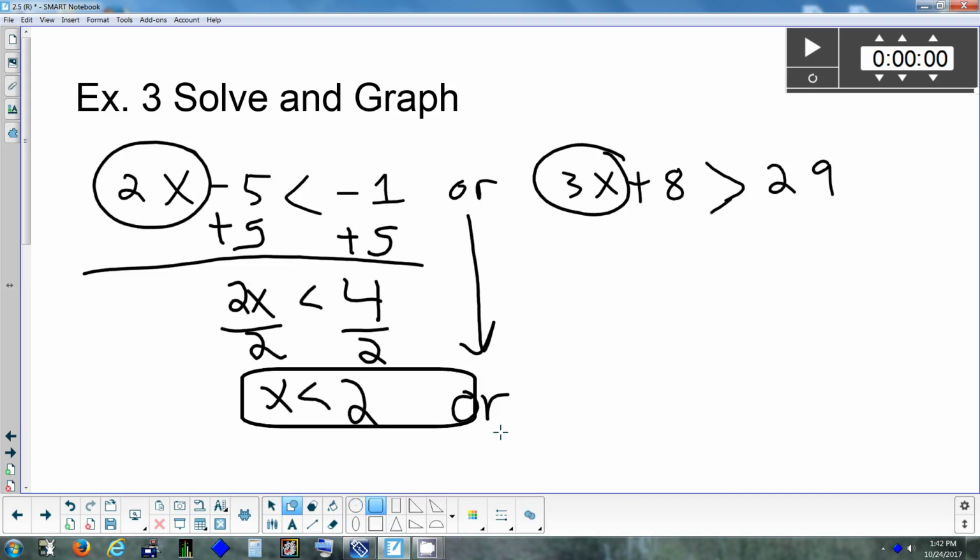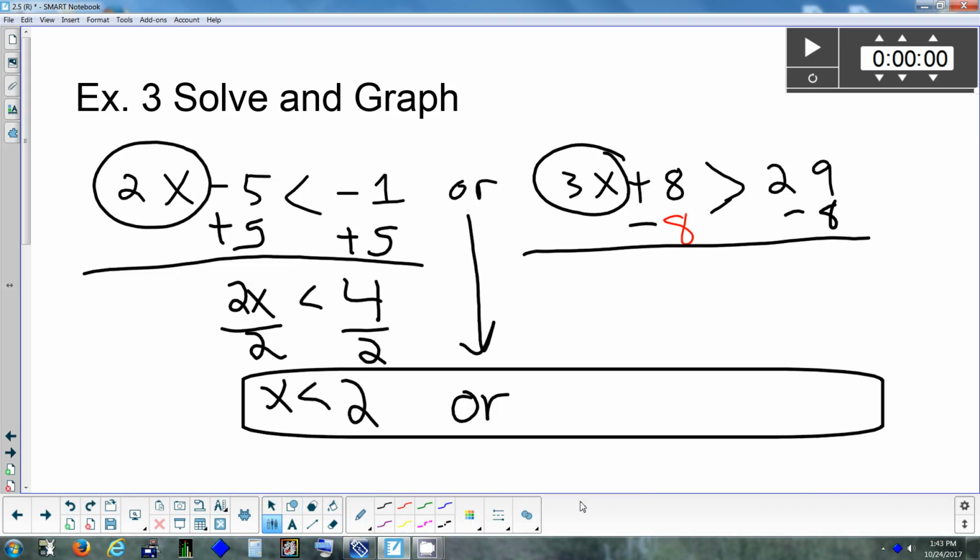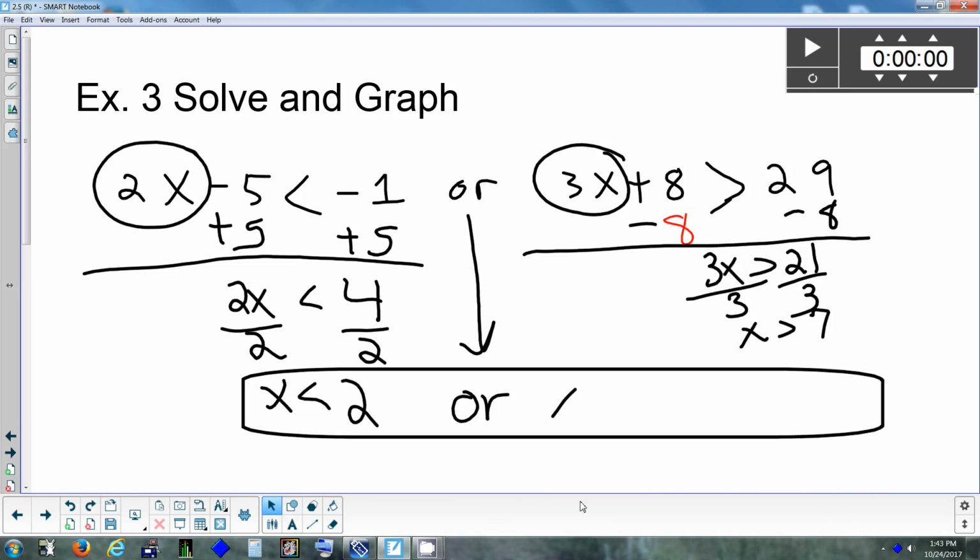Noah, on the right-hand side, what was the first thing you did? Okay, minus 8 from both sides, nice job. So -8 from 29? When you did that, what did you get? 21. What did you do with everything else? Brought it down. So we got 3x greater than 21. Did you finish? Then you divide by 3. Okay, divide by 3. And then you got x greater than 7. Awesome. So x greater than 7.